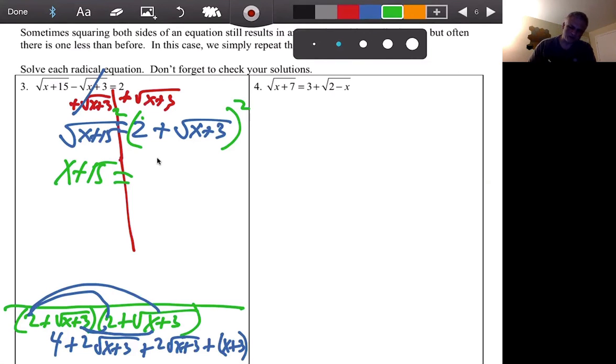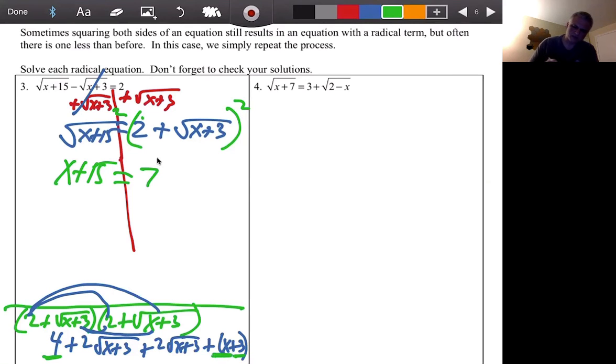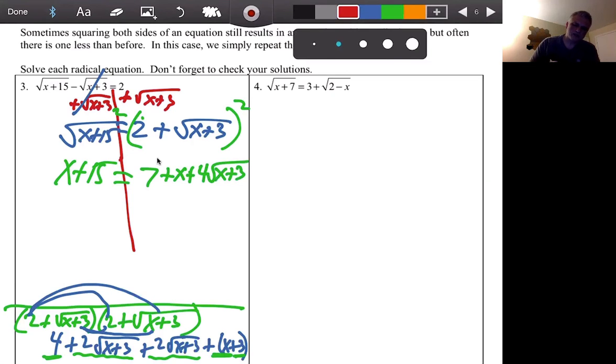So what do we got? We got a 4, and we got a plus 3, so we got 7. And let's see, we got a plus x. And now we've got plus 2 root x plus 3 plus 2 root x plus 3. So what do you get when you take 2 of these roots and add 2 more of these roots? You get 4 of those roots. 4 root x plus 3. There's no like terms over here.